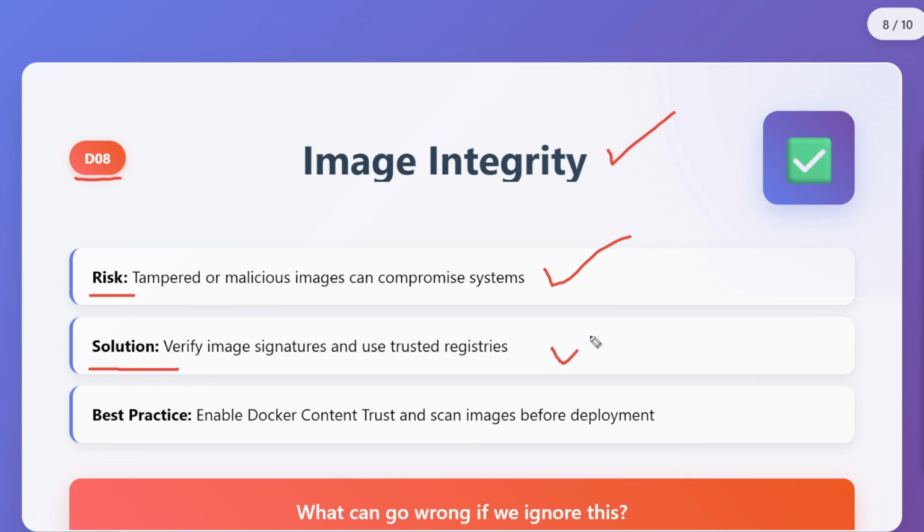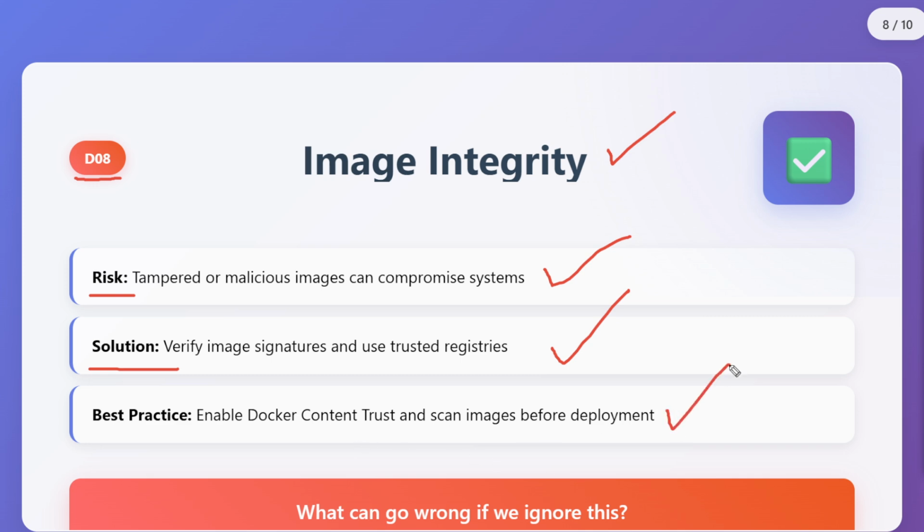And the solution is that we need to make sure to verify the signatures and use trusted registries. Always pull images from verified trusted registries, and use image signing to ensure that what you are pulling is exactly what you published. I mean, what was published is exactly what was pulled, and no tampering in between. That is the main thing you want to consider.